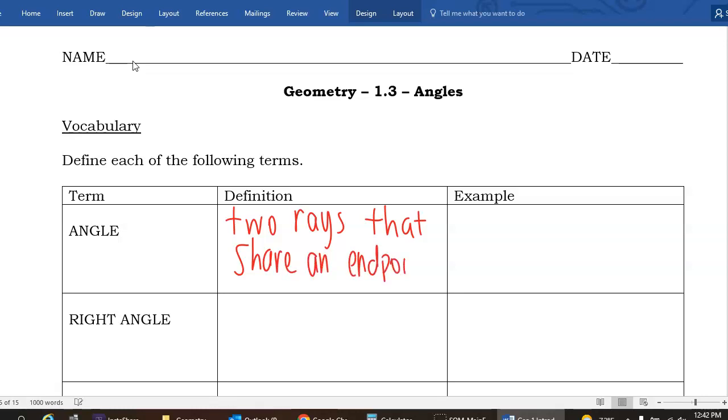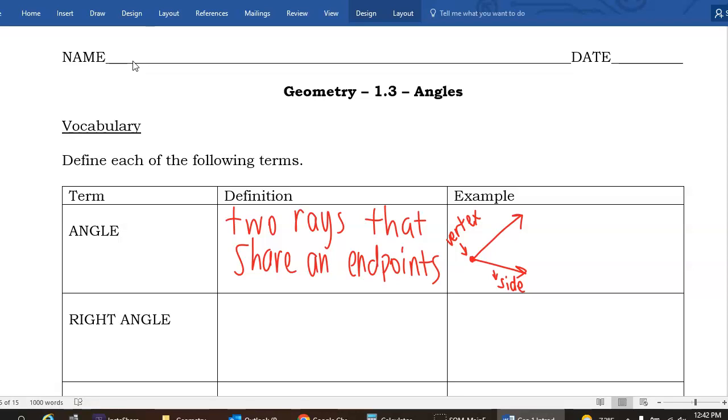We talked about rays in a previous lesson, but a ray has an endpoint and then it goes forever in one direction. So then we'd have a second ray that has the same endpoint and goes in another direction. So that is an angle. The point that those rays share, we call the vertex. So this little point here is called the vertex. And then the two rays we call the sides. So here's one side on the bottom, a different side on the top, but I'll just label one of them.